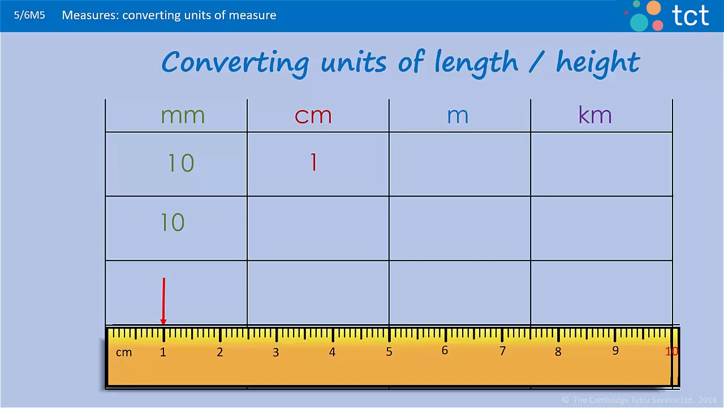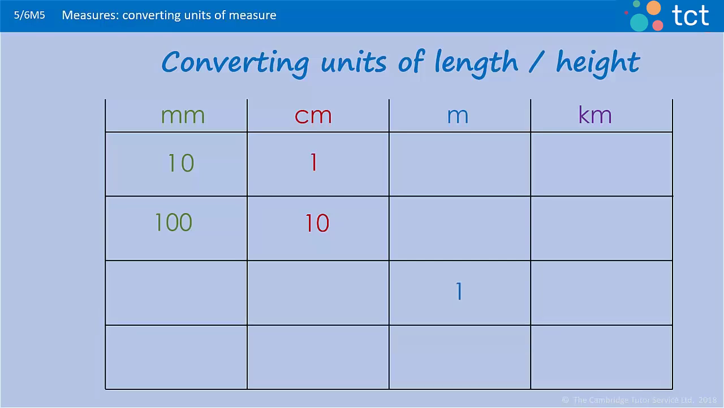So if we have 10 millimetres, and that's the same as 1 centimetre, then when we have 20 millimetres, that's 2 centimetres, 30 millimetres is 3 centimetres, and so on. There will always be 10 times more millimetres because we need 10 times more to cover the same space.